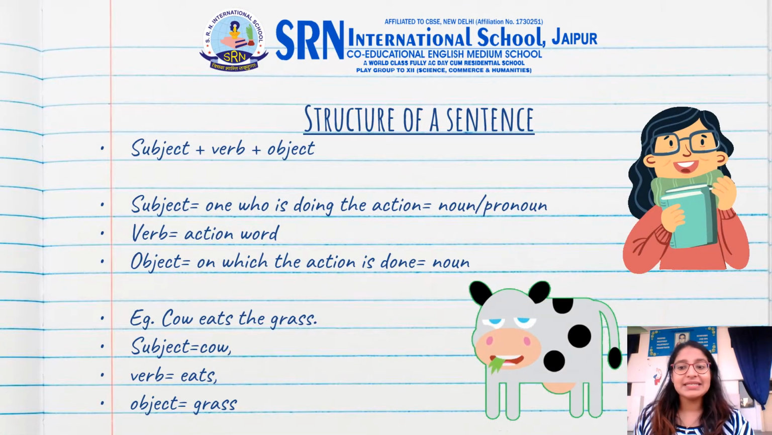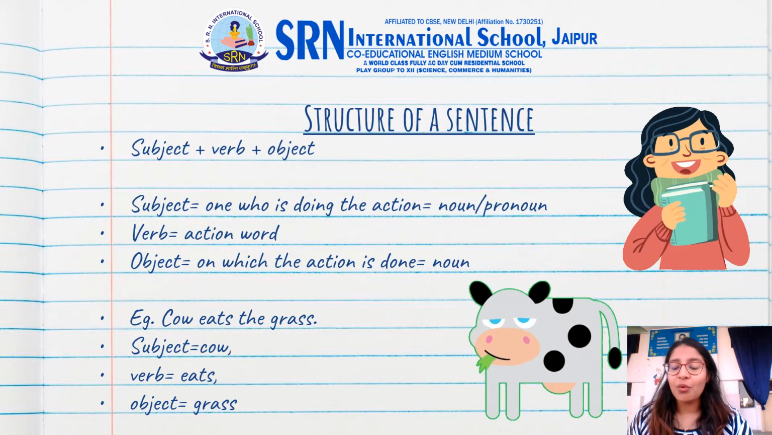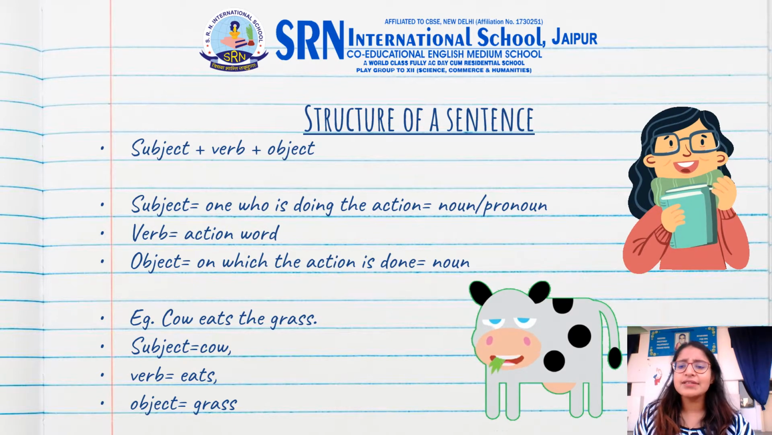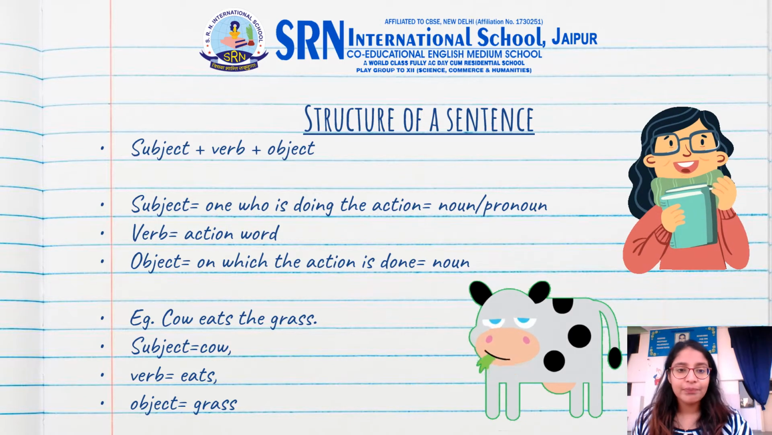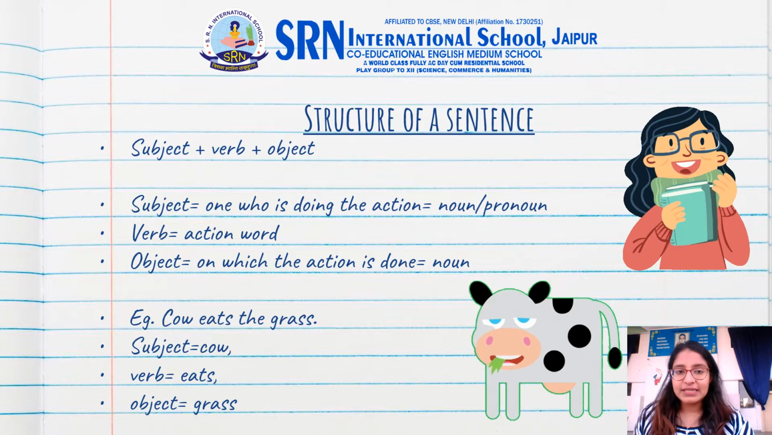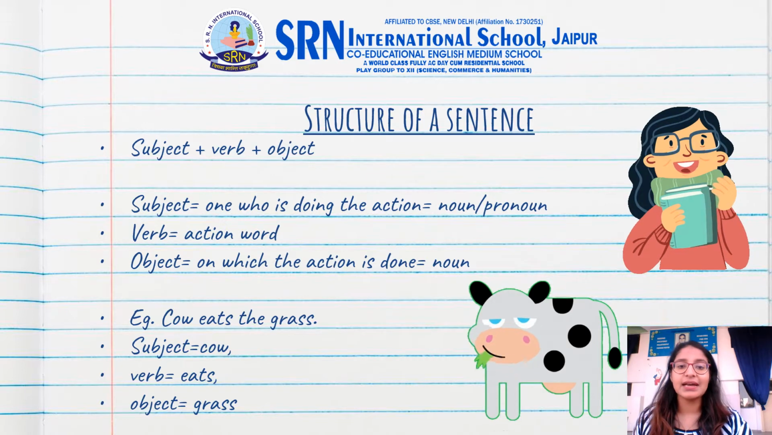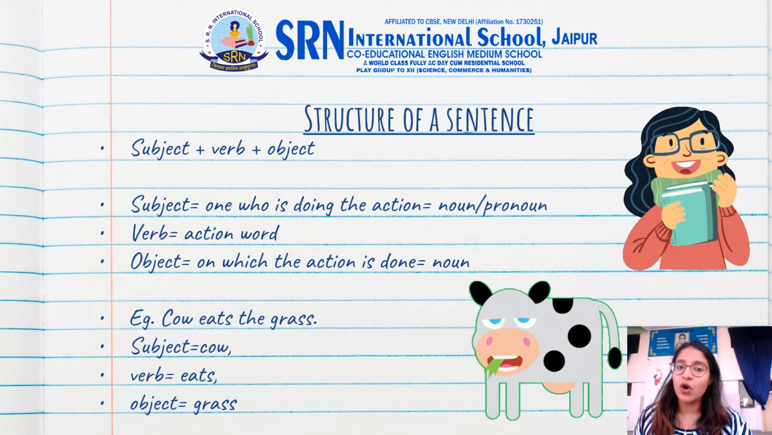But before we start the verbs, we need to know what is the structure of a sentence. That is how and where we have to use our verbs. So let's see the structure of a sentence. The basic structure of a sentence follows subject plus verb plus object. This is exactly the same way we have in English. So in French also we have the same structure of sentence, that is the subject plus verb plus object.